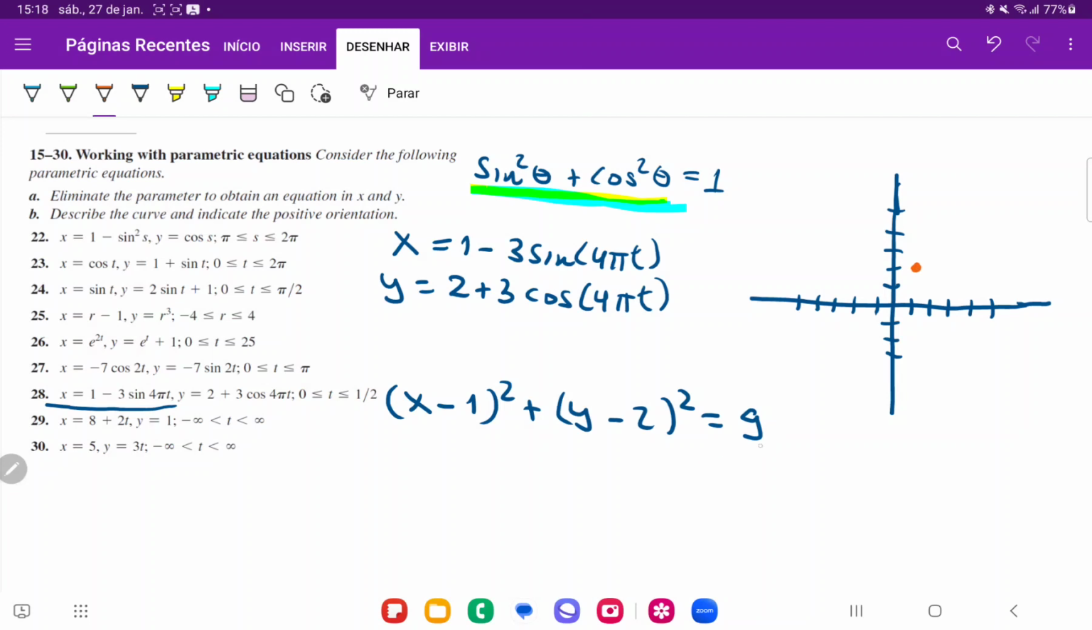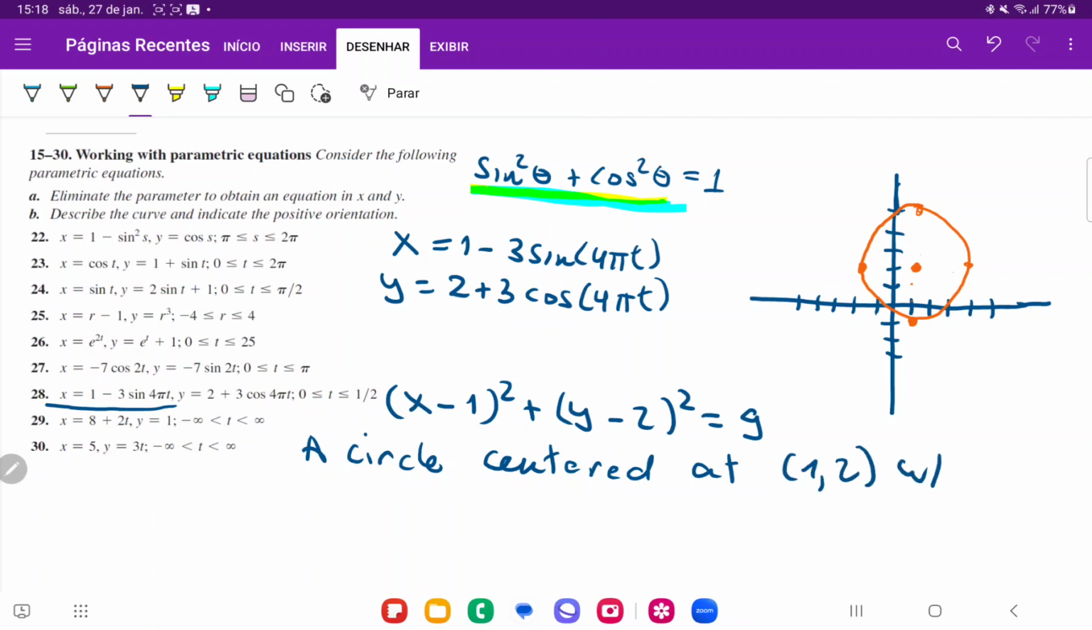And now our radius is going to be 3. So let's see, we have 1, 2, 3. So we're going to hit this point, and then 1, 2, 3 here, 1, 2, 3, and then 1, 2, 3. So our circle is going to look like this. So we can say that this is a circle centered at (1, 2) with radius 3.